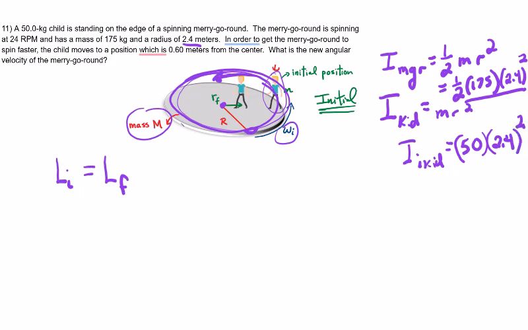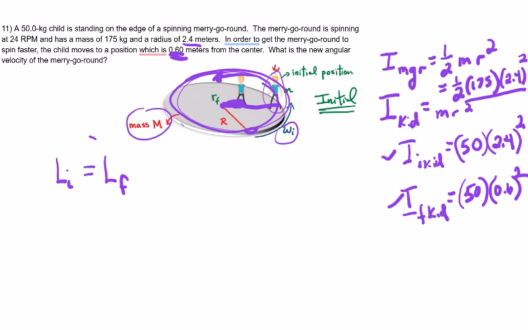squared. But later on, the kid is going to change his position. So he's going to move from here into this position. So now he's only this r away, which is 0.6. So his I is going to be 50 times 0.6 squared. Okay, so check, check. That's what we've got.